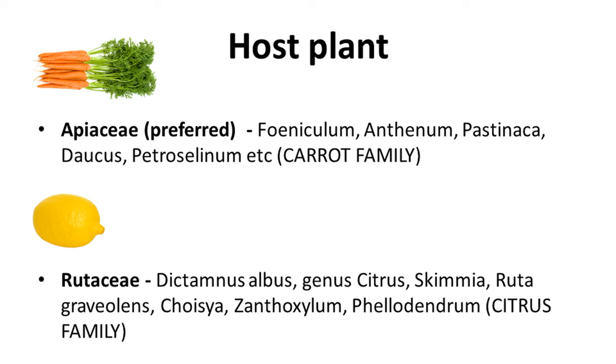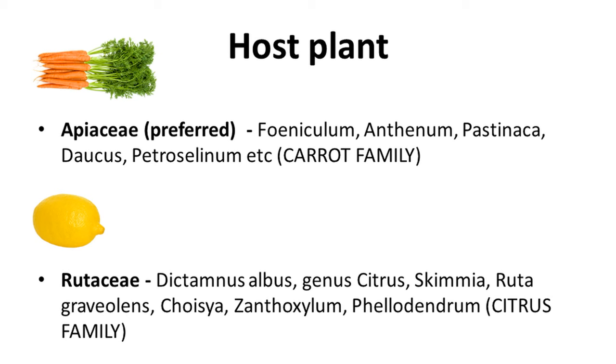The second category are plants from the citrus or Rutaceae family. Although, interestingly, it is uncommon that they use plants from this family in the wild, they vastly prefer the carrot family over the citrus family. Nonetheless, their ability to feed on plants from the citrus family seems to be an ancestral trait that was preserved.